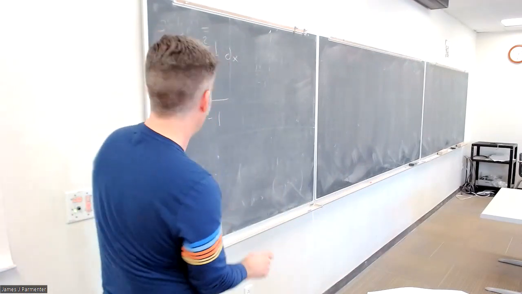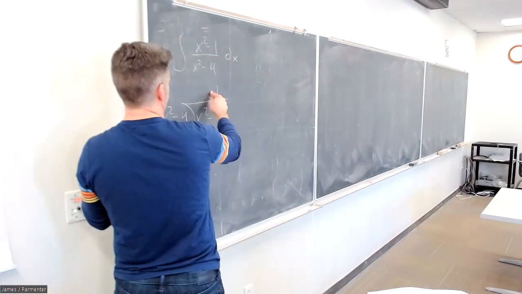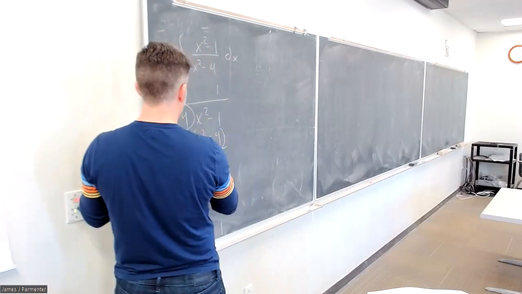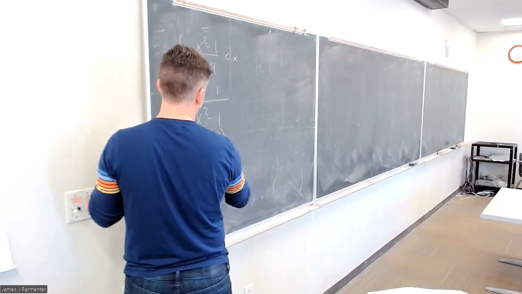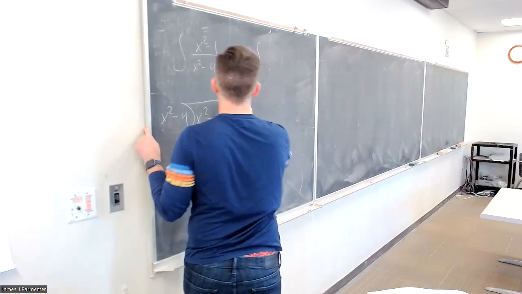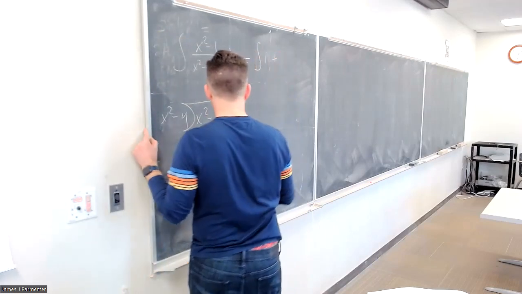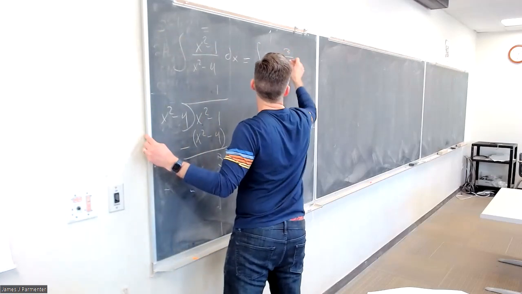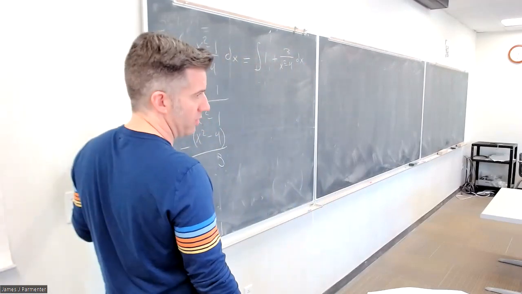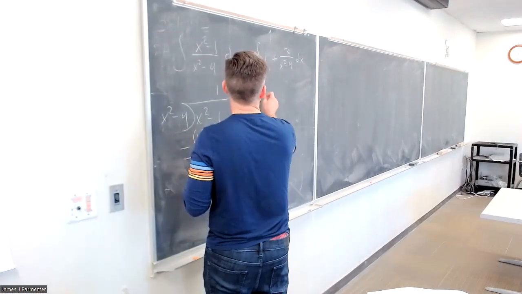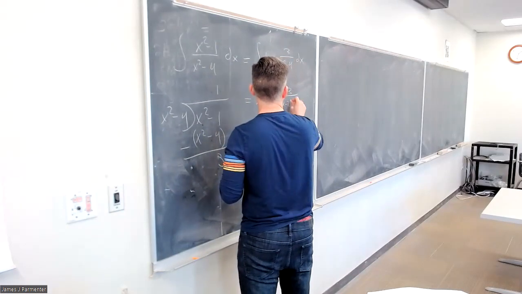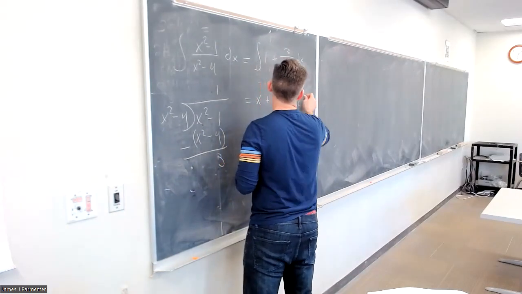This one's not too terrible, right? x squared goes into x squared one time. 1 times x squared minus 4 is x squared minus 4. Subtract. And then x squared minus x squared is 0. Negative 1 minus negative 4 is positive 3. So we can rewrite the integral as the integral of 1 plus 3 over x squared minus 4. The 1, we know how to anti-differentiate. And the 3 over x squared minus 4, that's where we're going to then use partial fractions because we can factor it.